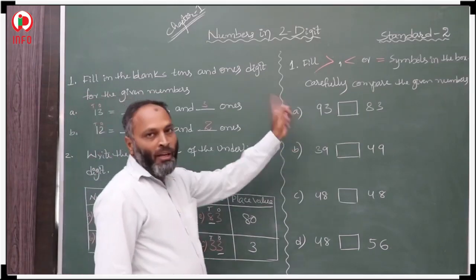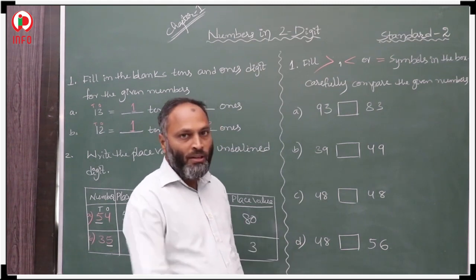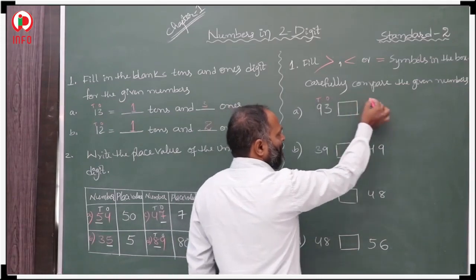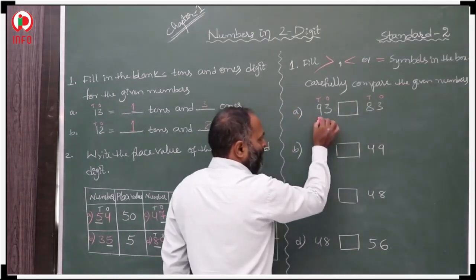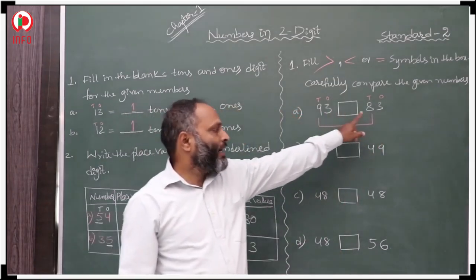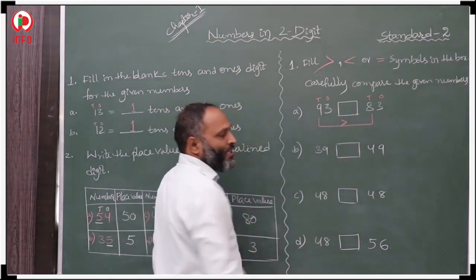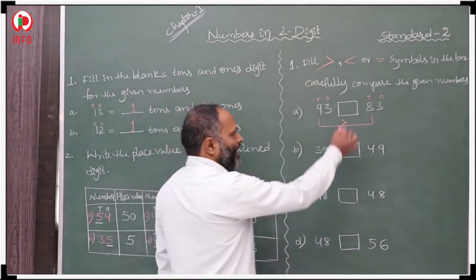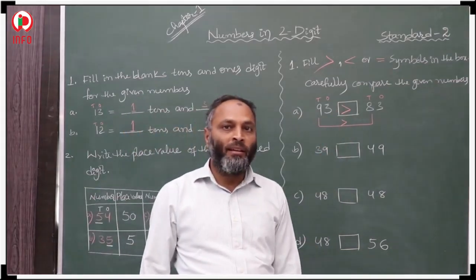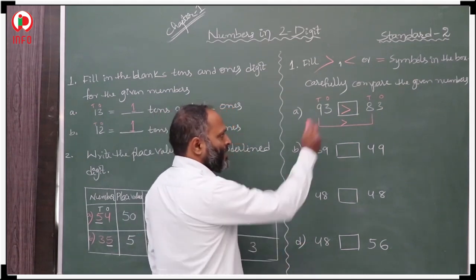Now how to compare? Comparing numbers we also just discussed. If two-digit numbers are given, how to compare? First this is ones place, tens place. We compare tens place values first. 9 and 8. 9 is bigger than 8, so we use the greater than symbol. 93 is greater than 83. In this way we have to decide which one is greater and which one is smaller.